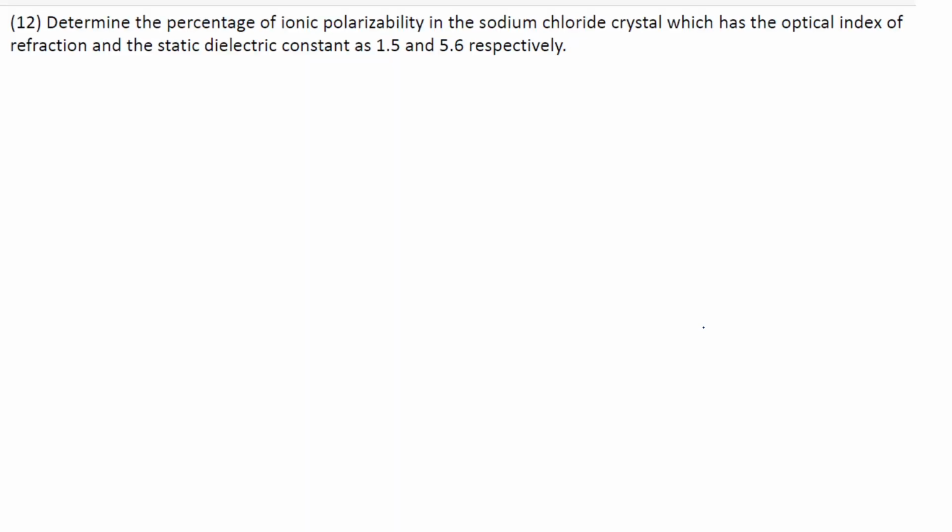Determine the percentage of ionic polarizability in a sodium chloride crystal which has the optical index of refraction and the static dielectric constant as 1.5 and 5.6 respectively. Okay, so the value which is given, that is 1.5, that means it is n. Then 5.6, that is epsilon r. Okay, now use the Clausius-Mossotti equation.